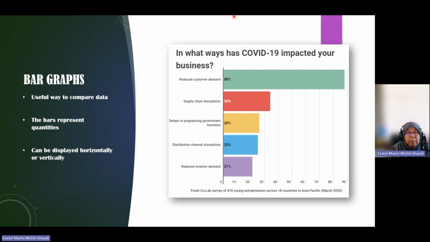So going back to the bar graph, we can say that 88% of the respondents mentioned that COVID-19 reduced the customer demand, and only 21% talk about how COVID-19 reduced the investor demand.